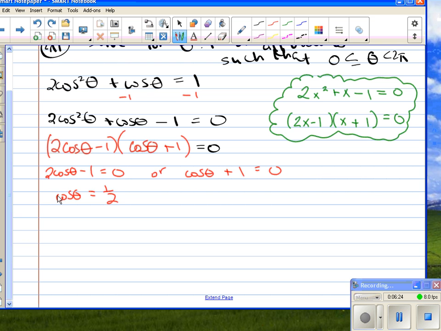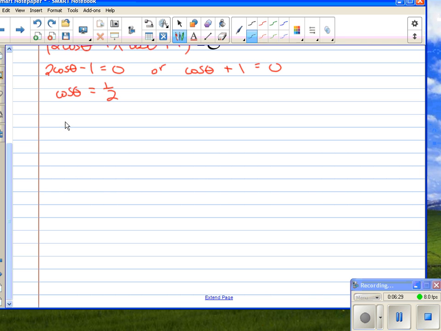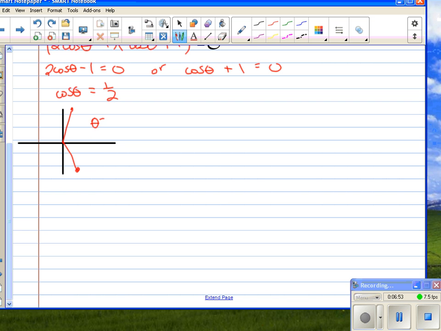So you guys buy that cosine theta is going to equal 1/2? Well, how did you find out the values of theta that are going to have a cosine of 1/2? On the unit circle, you're looking for an x value of 1/2 because cosine is always the x value on the unit circle. That happens up here, and it happens down here. So either theta equals pi over 3 or 5 pi over 3. Now when you go over here, what do you do with cosine of theta plus 1 equals 0?